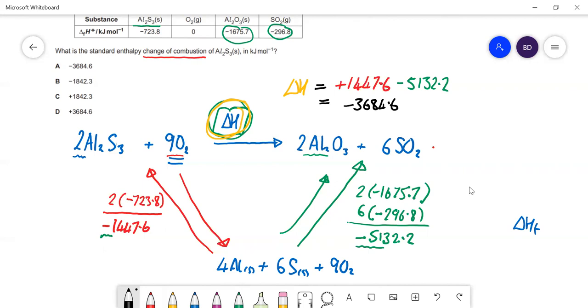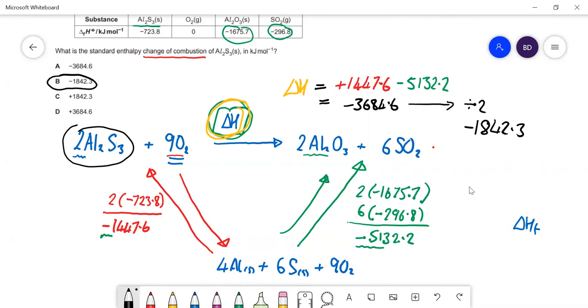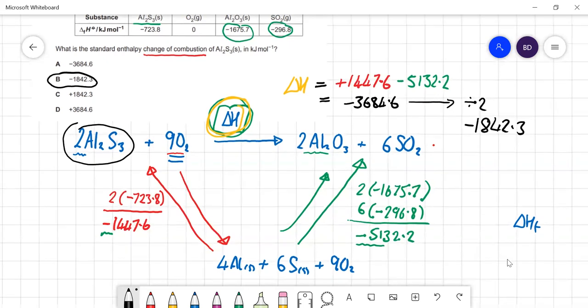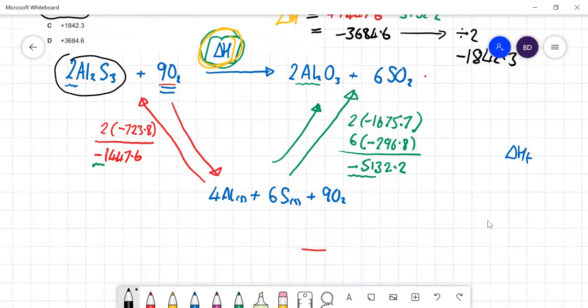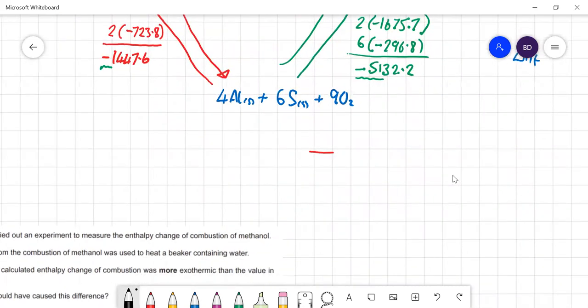Now, we are forming, so that is not delta H combustion. To get delta H from this, we need to divide it by 2, and that's because we've got 2 moles of that there. So divide that by 2 and we get minus 1842.3. So our answer is B, and that's a lot of work for 1 mark, I think you'll agree. Okay, right.